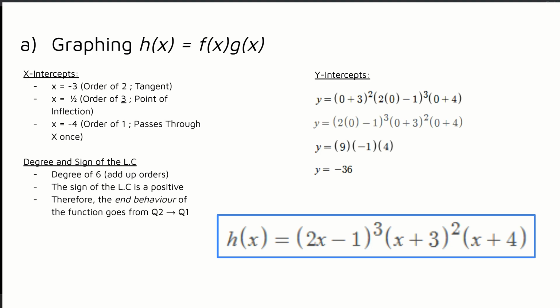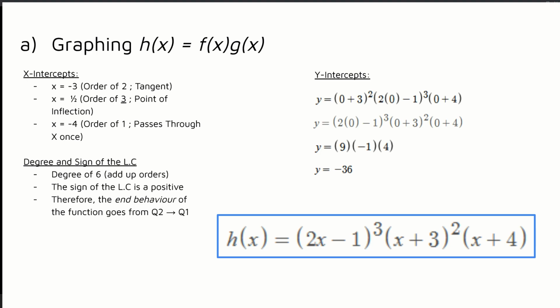Degree and the sign of the leading coefficient. This is self-explanatory. If you add up the orders for all of the brackets, so you got 3, 2, and an invisible 1, which you don't need to write down, you get a degree of 6. A degree of 6 would result in a sextic function. It looks like a really weird function, because it has a degree of 6, it's not your typical quartic. So it's an even function, because it's an even number.